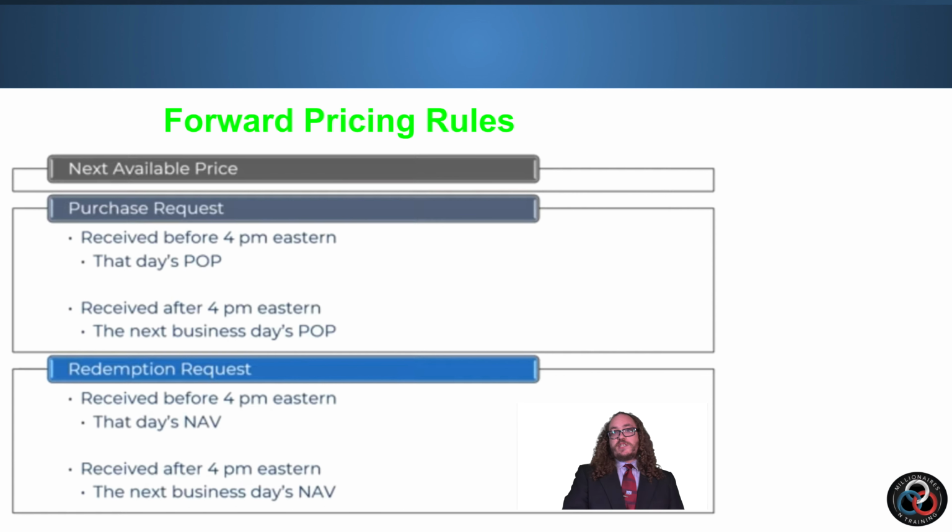If they receive a redemption request from an investor and it's received before 4 p.m. Eastern, the investor will receive that day's net asset value. If we receive it after 4 p.m. Eastern, the investor will receive the next business day's net asset value, or NAV.